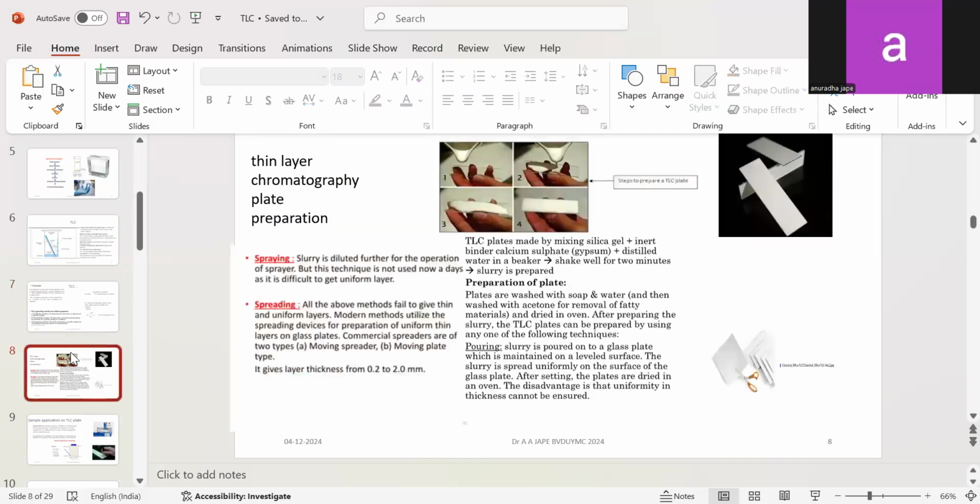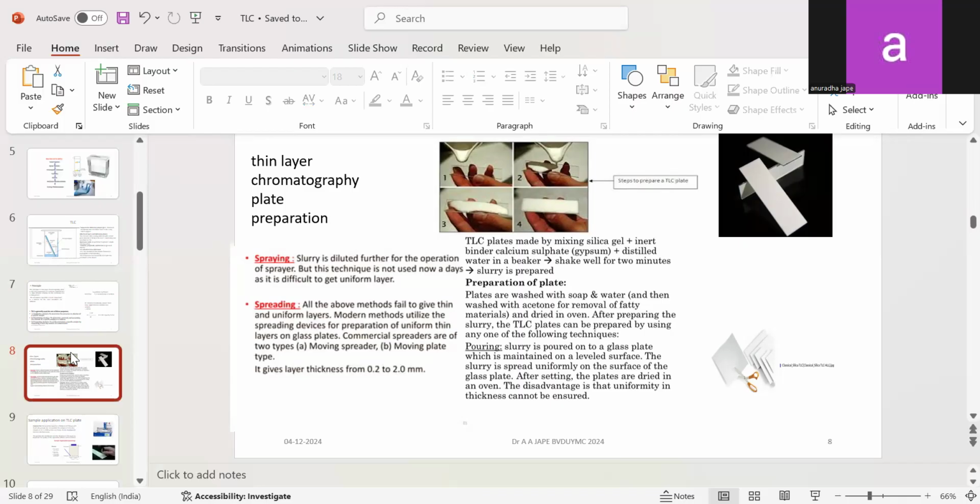Now let's talk about the thin layer that we are going to prepare, the silica gel that we are going to use for preparation of the thin layer plate. So a slurry of a stationary phase is generally prepared in water. Sometimes people also use an organic solvent like chloroform. So this slurry is made and is applied onto the glass or plastic or the enamel foil.